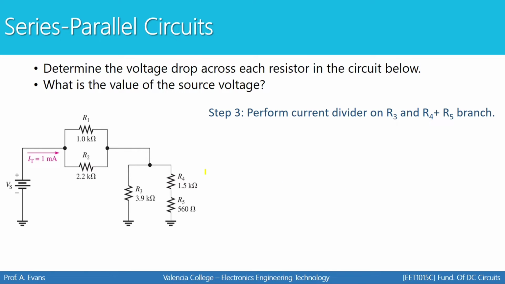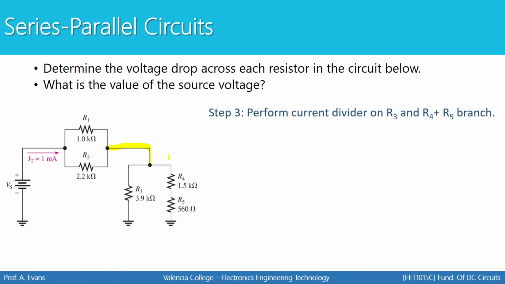Now we're going to perform a current divider on the second half of the circuit to also find the current through R3, the current through R4, and the current through R5. So we're going to repeat the same process that we just did, except now we're analyzing this piece of the circuit. We know that 1 milliamp has to come out of here and then it splits.